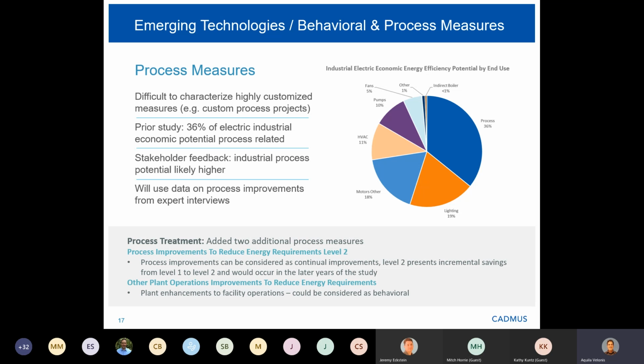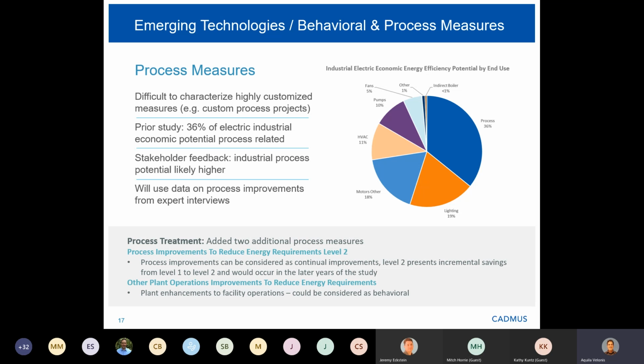And in addition, we are adding 2 process-related measures. The first is a general process improvement measure that covers a specific process end use. And process improvements can be considered as continual improvements. So in this case, we're going to assume a level 2 represents the incremental savings from our standard level 1 process improvement. And this would basically add on top of the existing process improvements that would occur later in the study.